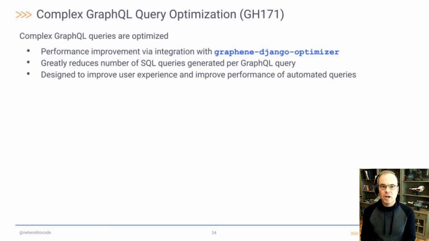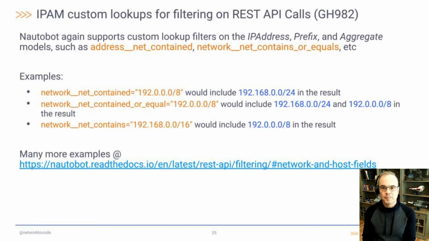GitHub 171 covers complex GraphQL query optimization. Complex GraphQL queries have been optimized for performance, greatly reducing the number of SQL queries generated by a GraphQL query. And this should improve the user experience and improve performance overall of automated queries.